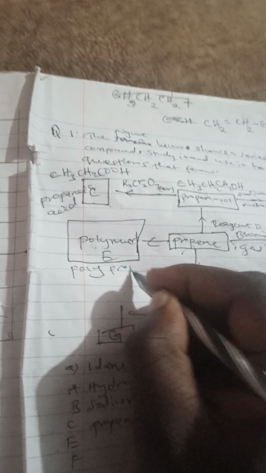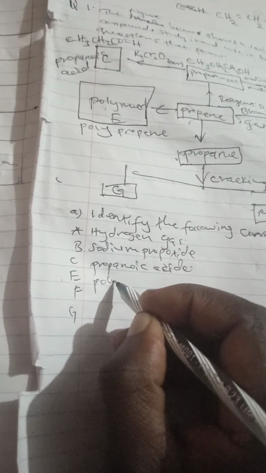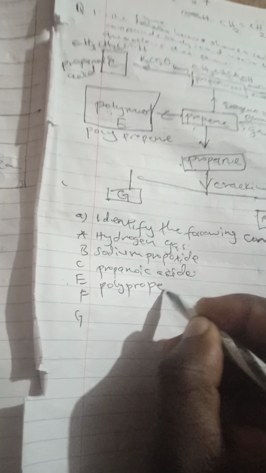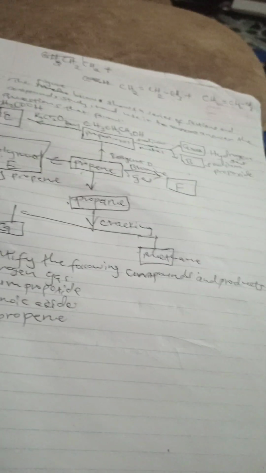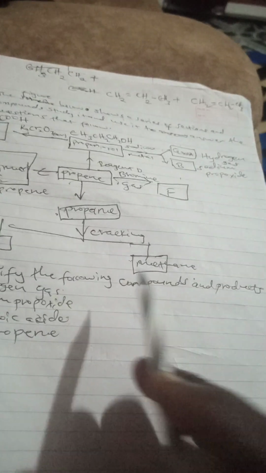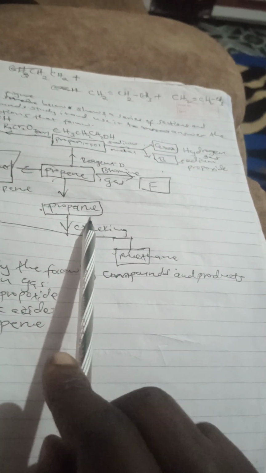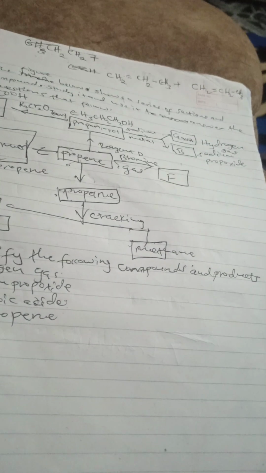Then propene will react with another propene to form what we call polypropene, and polymer E will be polypropene. So in this polypropene, we have something here. With this propene is something which will guide us. This is a compound that will guide us, so that we will get what we call compound F.